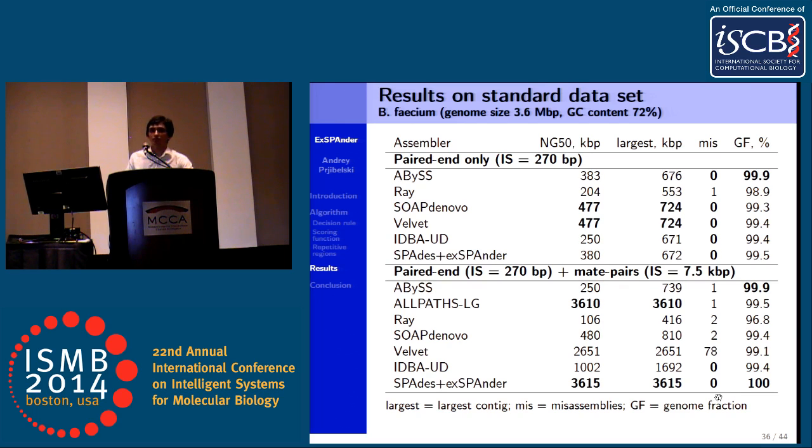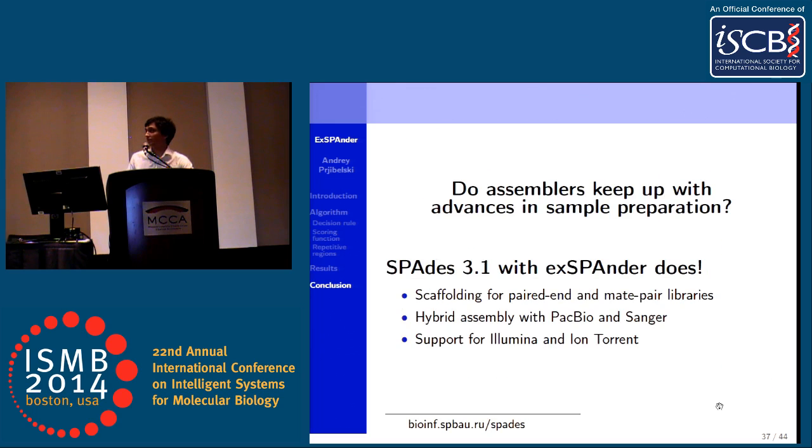Okay, now let's return to the questions that I asked in the beginning. Do assemblers keep up with advances in sample preparation? SPAdes does. We have different scaffolding algorithms for paired-end and mate pair libraries. We have hybrid assembly with PacBio and Sanger reads, and we also support both Illumina and Ion Torrent short reads.